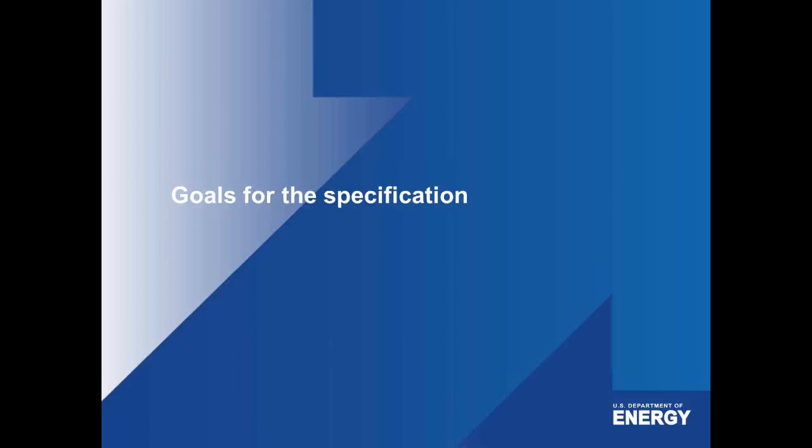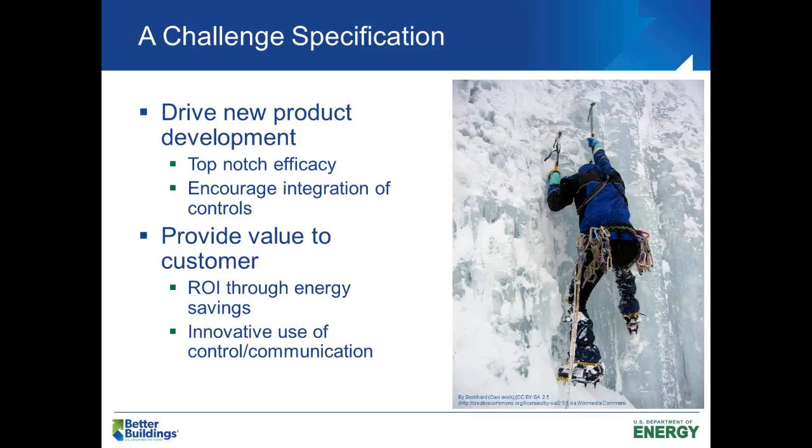What do we seek to accomplish with this specification? Unlike the troffer specification, which is a best practices guidance, the retrofit kit specification aims to drive new product development that provides top-notch efficacy and maximizes the use or availability of energy-saving controls. Through this, the specification will provide value to the customer by providing a return on their investment through both energy savings and also through the innovative use of controls and communication.